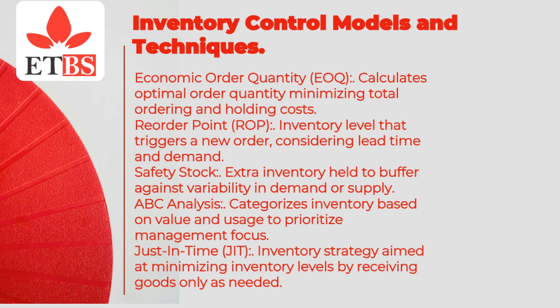ABC analysis categorizes inventory based on value and usage to prioritize management focus. Just-in-time, JIT, is an inventory strategy aimed at minimizing inventory levels by receiving goods only as needed. Materials requirement planning, MRP, is a computer-based system for inventory control and production planning.